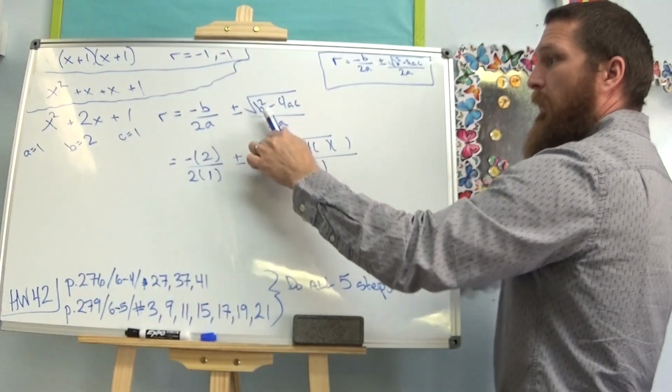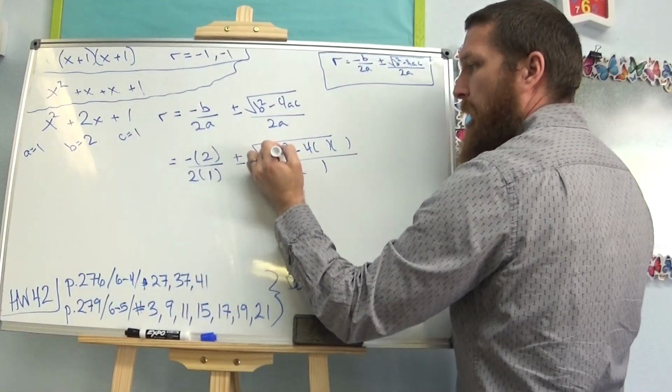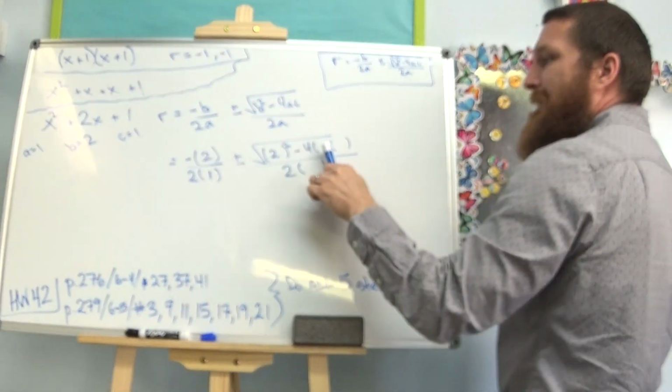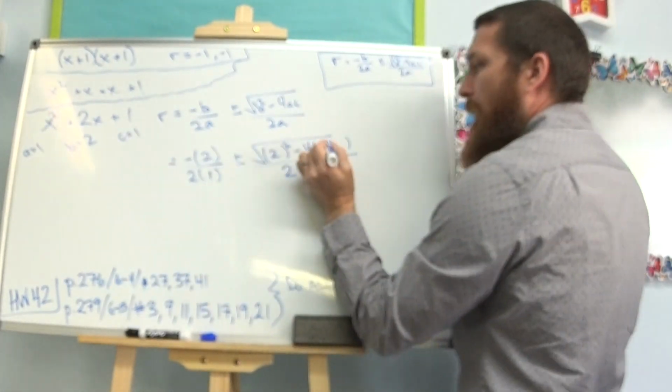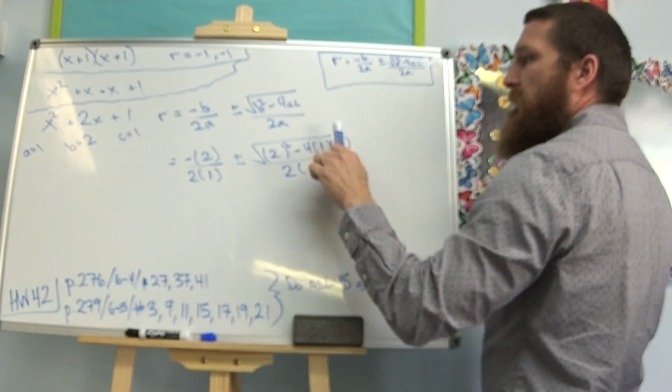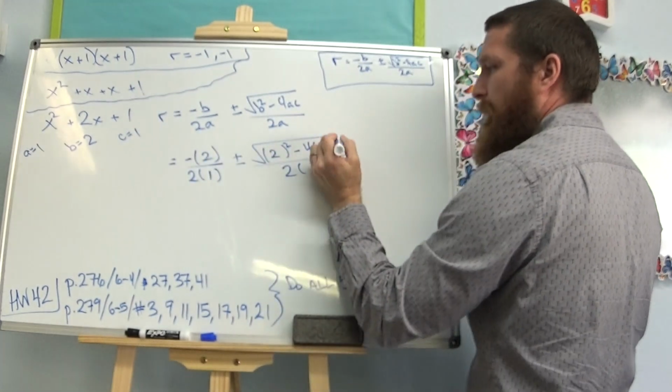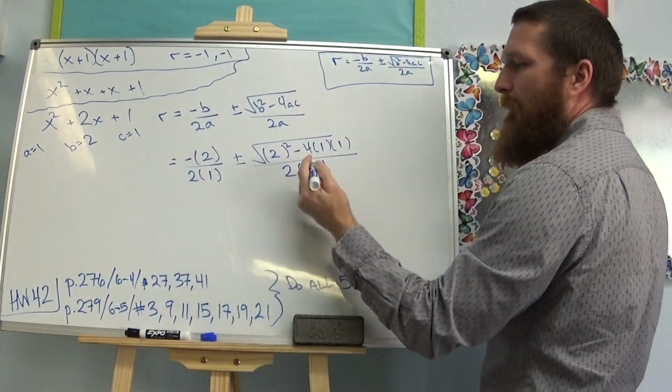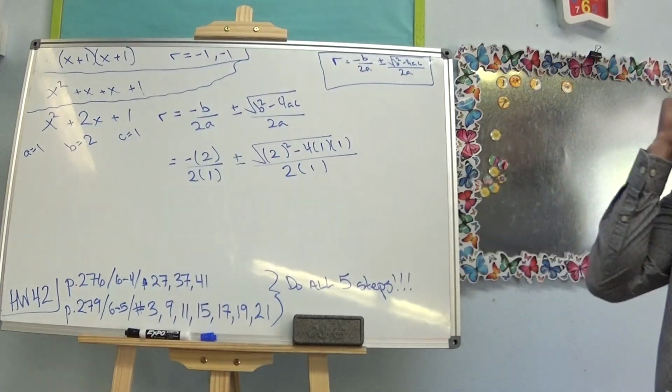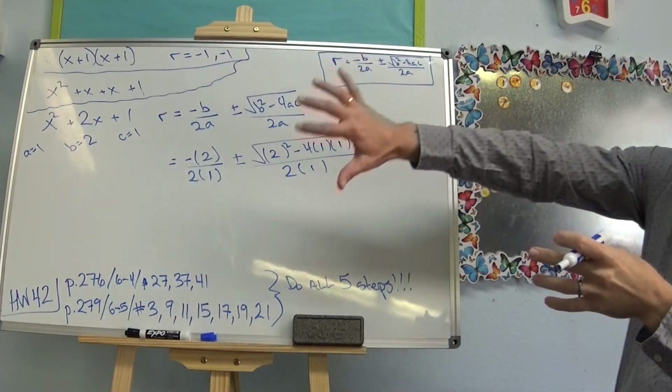Here's my b squared. I'm going to find my b is 2, plug them in. Here is an a, which is 1, I'm going to plug it in. Here's a c, which is 1, I plug it in. Finally, a on the bottom is a 1. Nice. Okay, so now let's figure this out.